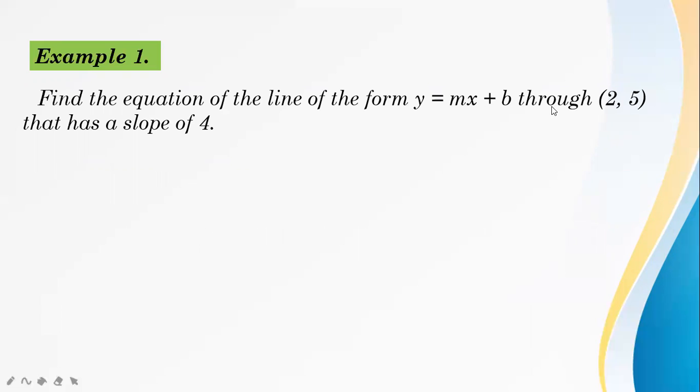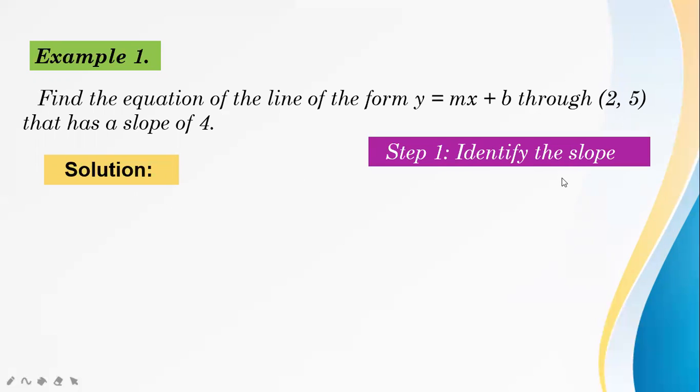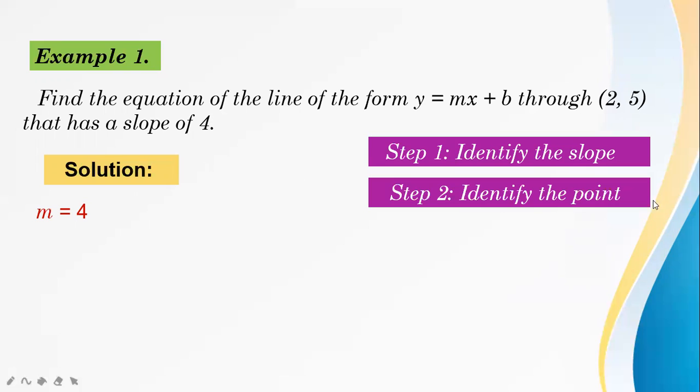So example number 1, find the equation of the line of the form y equals mx plus b through 2, 5, the given ordered pair or the coordinates, that has a slope of 4. So we have the solution. First step, identify the slope. So the slope is positive 4. So we have your m equals positive 4.